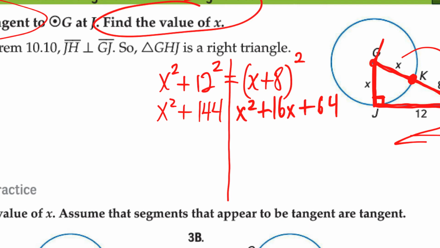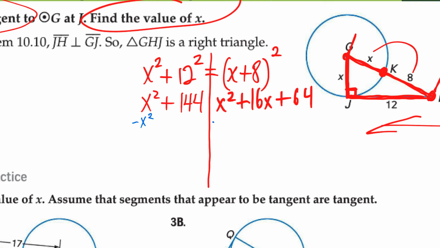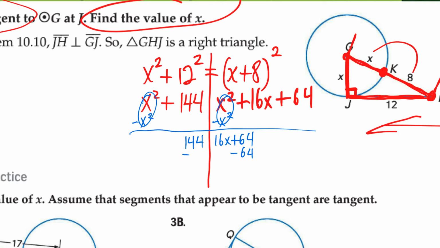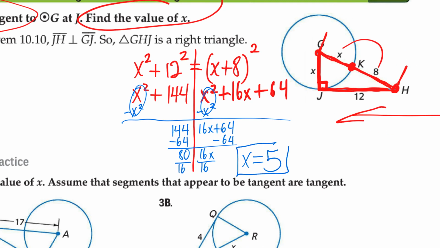Okay, and the way this is going to work, it's going to make this pretty nice and neat here. So let's get our x squareds together. I'm going to take an x squared from both sides. So on the left side, x squared minus x squared is what? 0. And on the right-hand side, x squared minus x squared is what? 0. So they just cancel each other out on both sides, and the x squared term just goes away. So now we have 144 equals 16x plus 64. Subtract 64. 16x equals 80, divided by 16, and x equals 5.